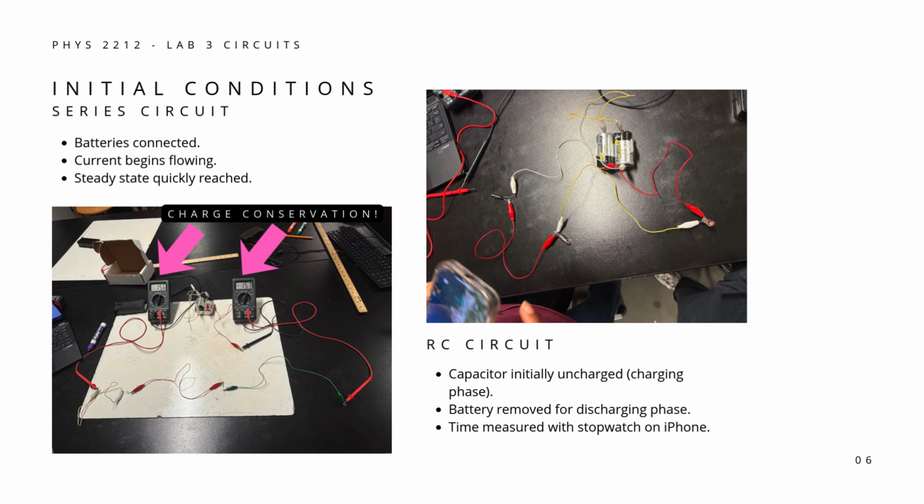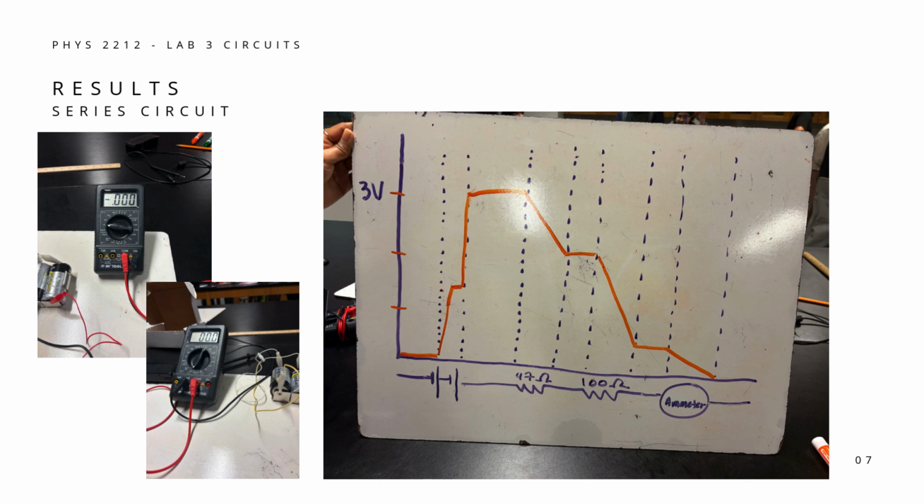In the RC circuit experiment, our initial state was that the capacitor was uncharged during the charging phase, and then we removed the battery for the discharging phase, and we measured time using a stopwatch on an iPhone. For the series circuit, because it was a closed loop, we were able to find the total voltage to be 0.